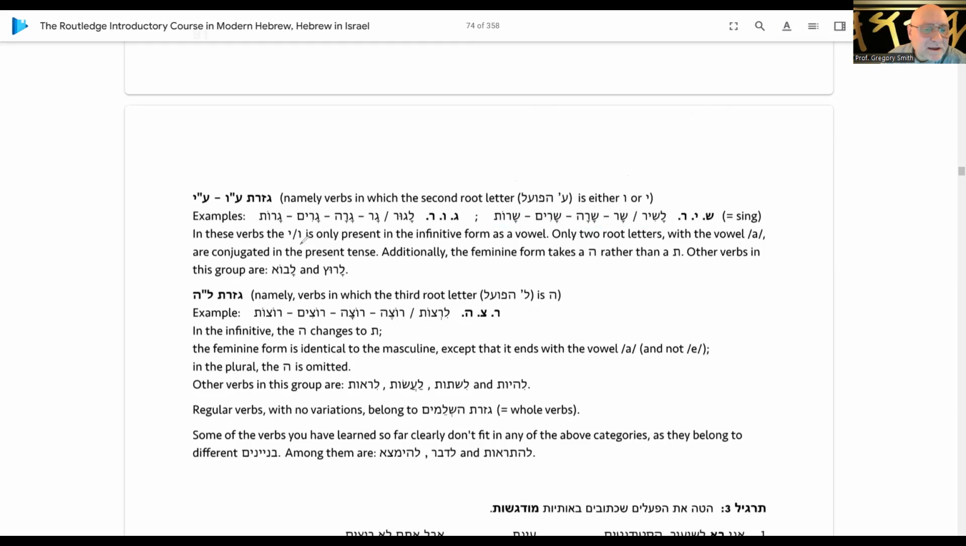In these verbs, the vav and yod is only present in the infinitive form as a vowel. Okay, right, because the vav can double as a vowel, either a shuruk or a holem. Only two root letters with the vowel, which would be like an A sound, either patach or kametz, are conjugated in the present tense. Additionally, the feminine form takes a hey rather than a tav. Other verbs in this group are la roots, that means to run, I think. La bo, I think, means to come.